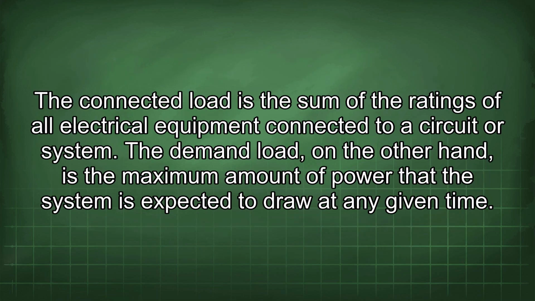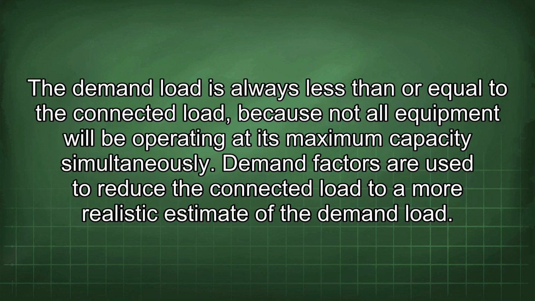A crucial aspect of electrical load estimation is understanding the difference between connected load and demand load. The connected load is the sum of the ratings of all electrical equipment connected to a circuit or system. The demand load, on the other hand, is the maximum amount of power that the system is expected to draw at any given time. The demand load is always less than or equal to the connected load, because not all equipment will be operating at its maximum capacity simultaneously.